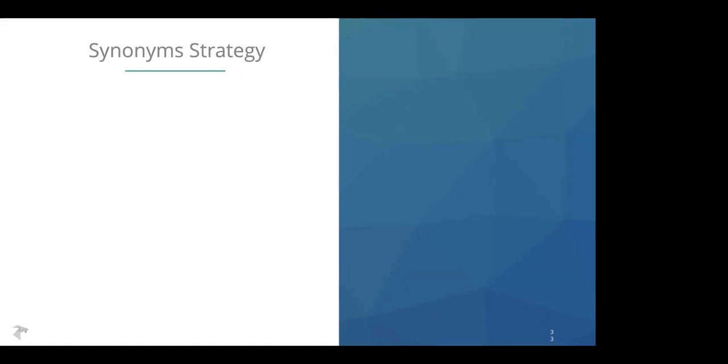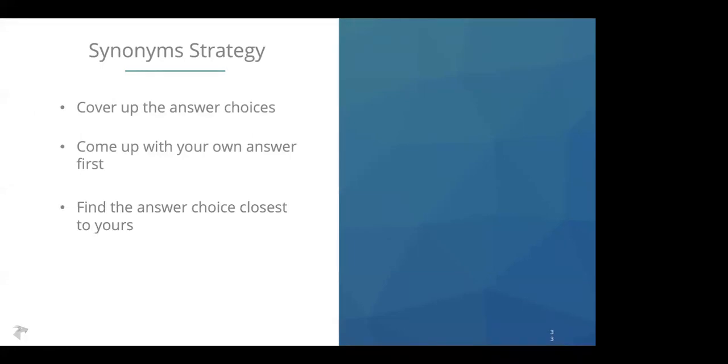As I mentioned earlier, the first part of the verbal reasoning section includes synonym questions. An effective strategy for approaching the synonym questions is to cover up the answer choices so that you can come up with your own answer first. Then find the answer choice that is closest to the one you came up with. This will prevent you from choosing the wrong answer choice.